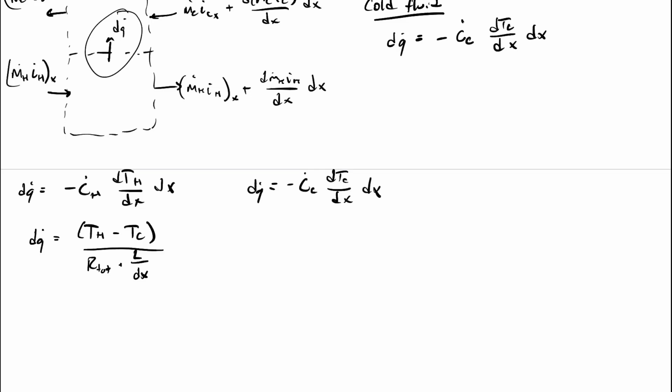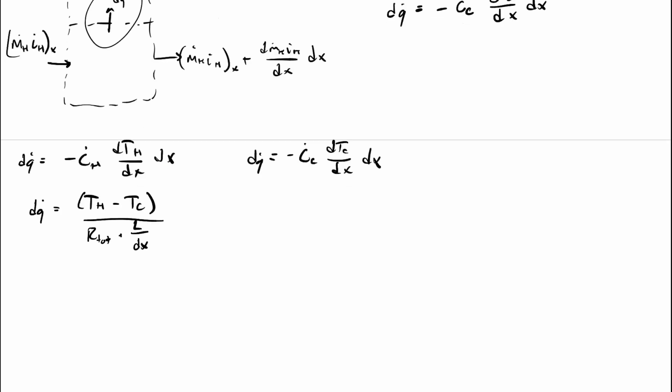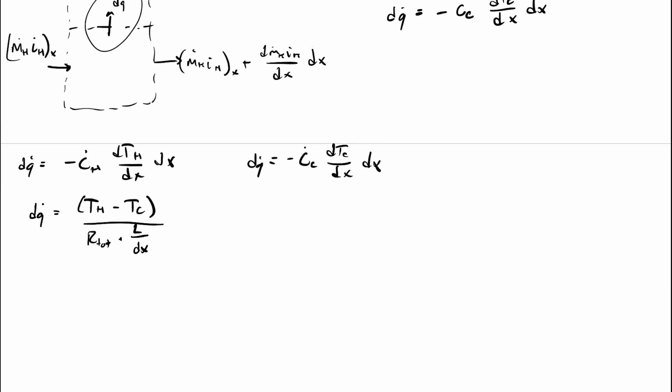We can then rewrite this as dQ dot is equal to TH minus TC. And then our total resistance is just one over UA, right? So let's use that definition. This becomes UA times now dx over L. So just bring that to the numerator. Okay, so now we have a rate equation for our Q dot in this set of equations.